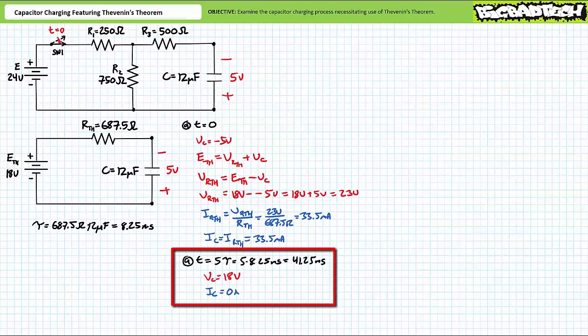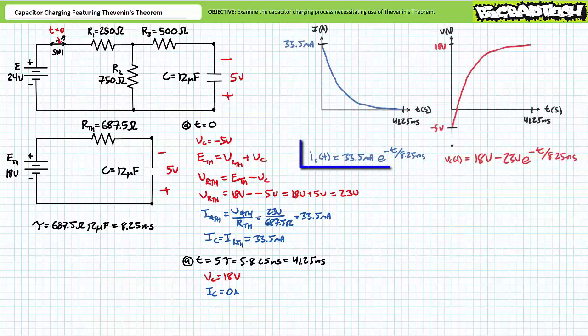After 5 time constants, in this case 5 times 8.25 milliseconds or 41.25 milliseconds, the fully charged capacitor will experience an 18 volt differential. Current through the fully charged capacitor will be 0 amps. Current through the capacitor as a function of time can be modeled as IC of t equals 33.5 milliamperes times e to the negative t over 8.25 milliseconds, where 33.5 milliamperes is the magnitude of the initial current surge and 8.25 milliseconds is the time constant.